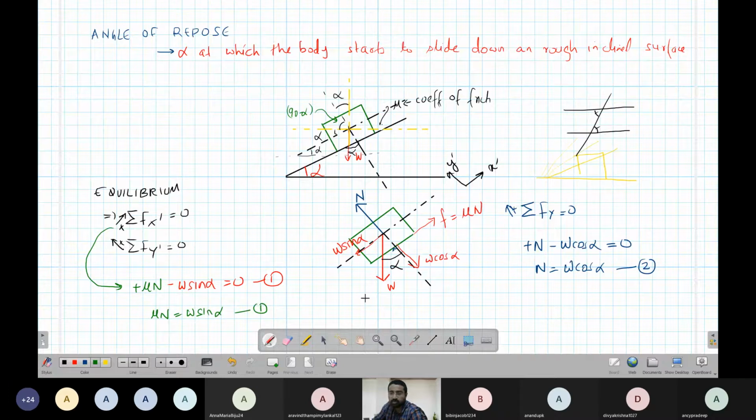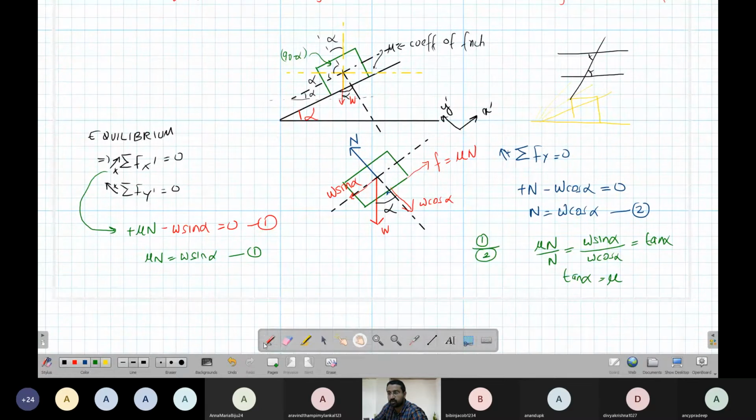If I divide 1 by 2, we get mu N upon N equal to W sine alpha upon W cos alpha, which is tan alpha. N gets cancelled out. So tan alpha is equal to mu, which means alpha equals tan inverse of mu. This is nothing but the angle of friction.